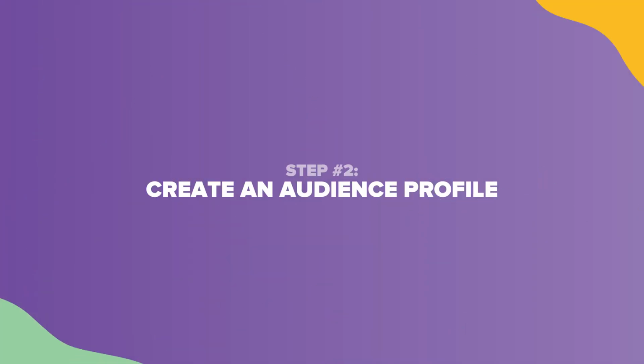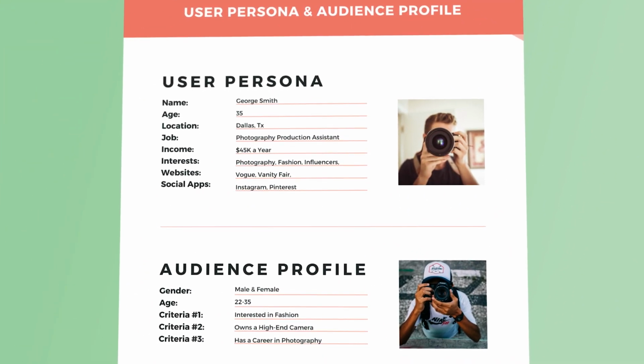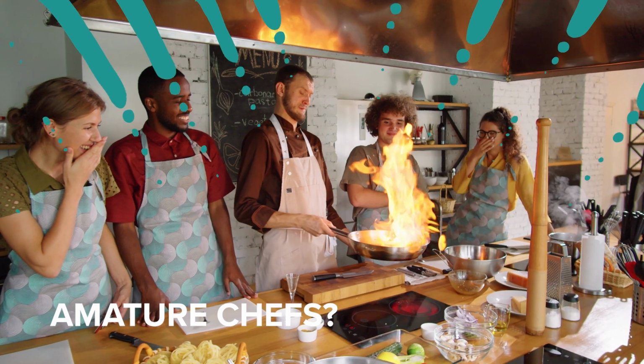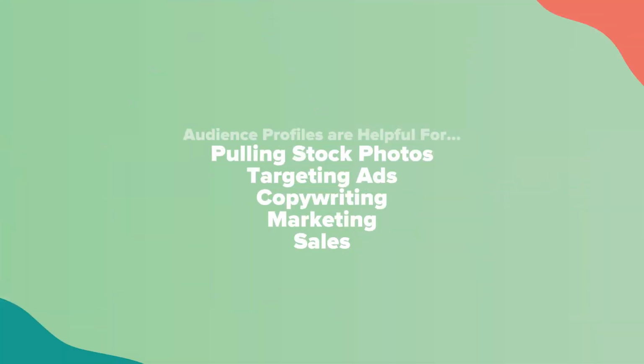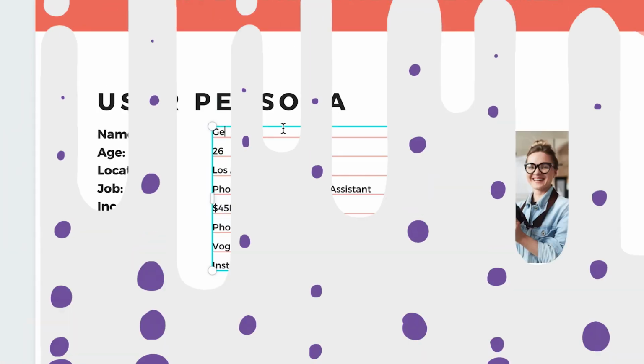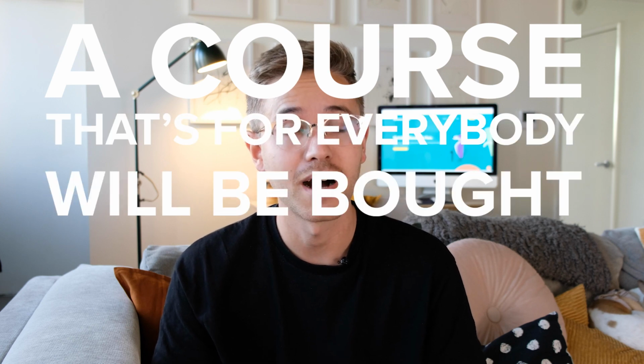Step number 2, create an audience profile. Once you know your potential course topic, it's time to create an audience profile. It's important to define exactly who you will be serving with your course. This will help you in everything from pulling photos for your website to targeting specific audiences with advertisements. An audience profile should have information like age, gender, location, interest, favorite websites, social media, and more. A course that's for everybody will be bought by nobody, so don't be afraid to get specific.